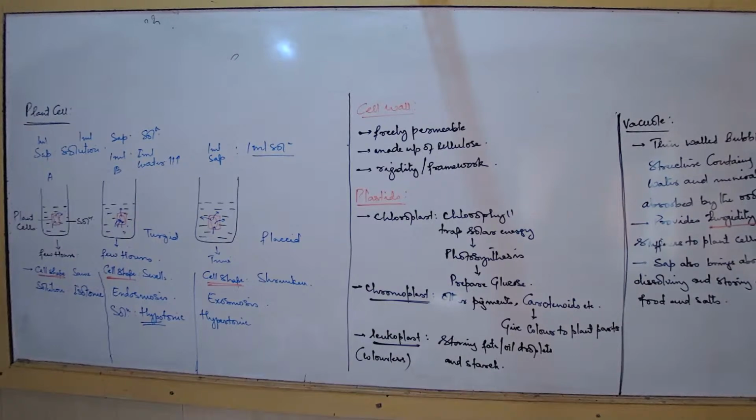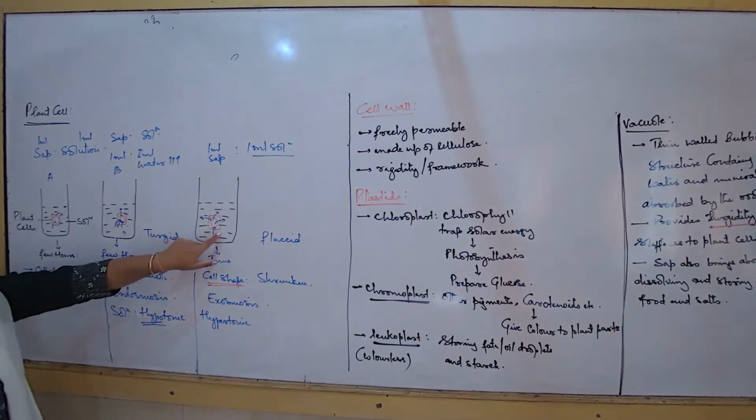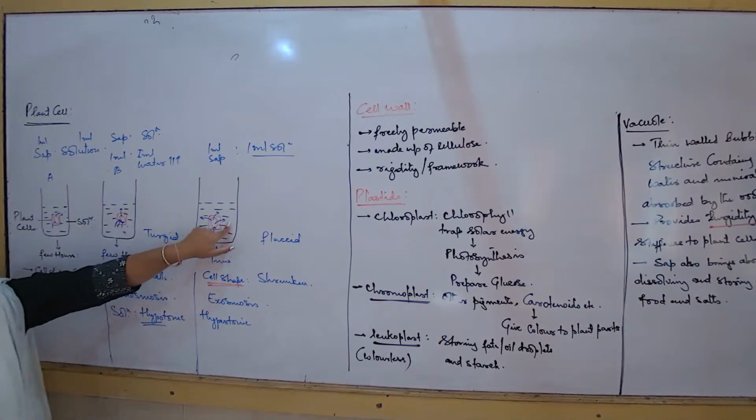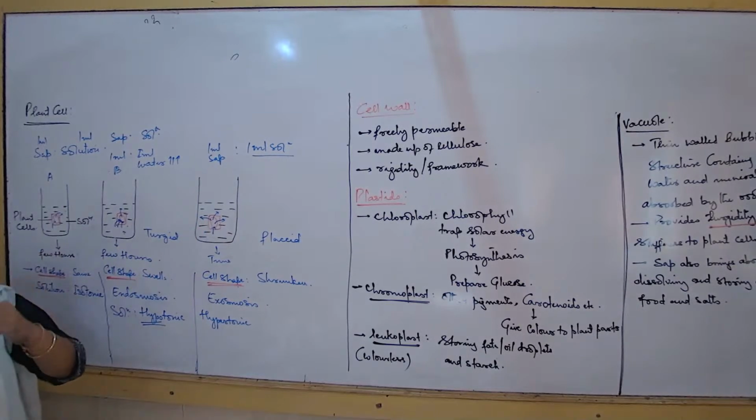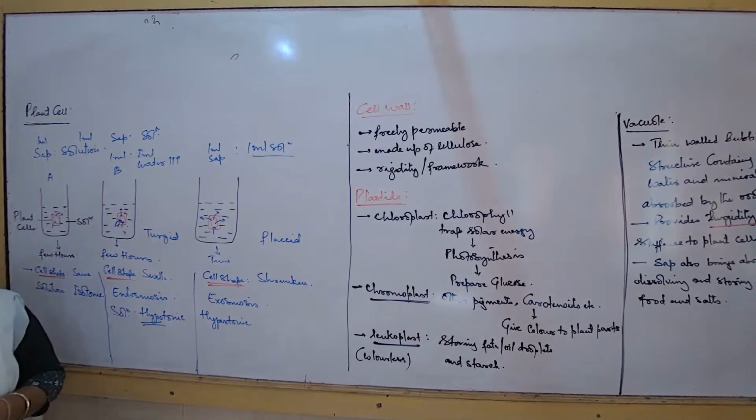Understood? Is this clear? Hypertonic, a solution which has higher concentration of solute and lower concentration of water. That means the cell has more water, so the water is moving from the cell towards the solution. Or say otherwise, here salt is more, solute is more. That's the reason the cell is trying to give away the water to bring about equilibrium. Understood? Read once so you will understand.